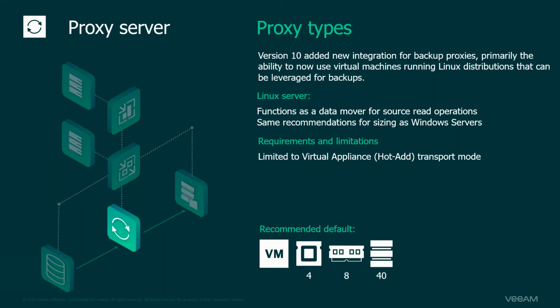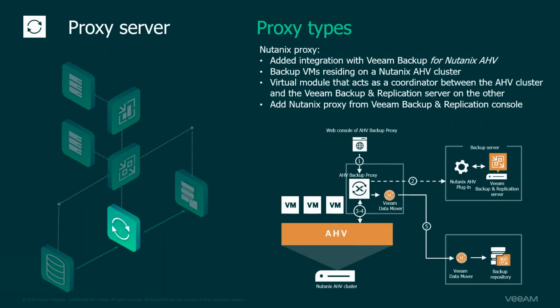But there was also another new proxy type that got added in recently as well, and that was the proxy for Nutanix AHV. So not only do we now have Windows proxies and Linux proxies, we also have a proxy that will run inside of the AHV hypervisor. This is going to be backing up virtual machines that exist in that AHV cluster only. This proxy is also going to be the web UI front end where the AHV backup jobs are defined. So you could do a full virtual machine restore in that console, or you can do restores through the backup and replication server as well.